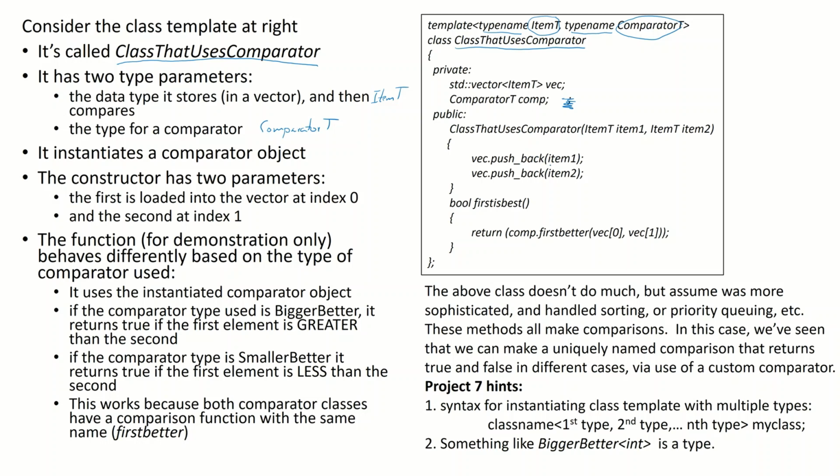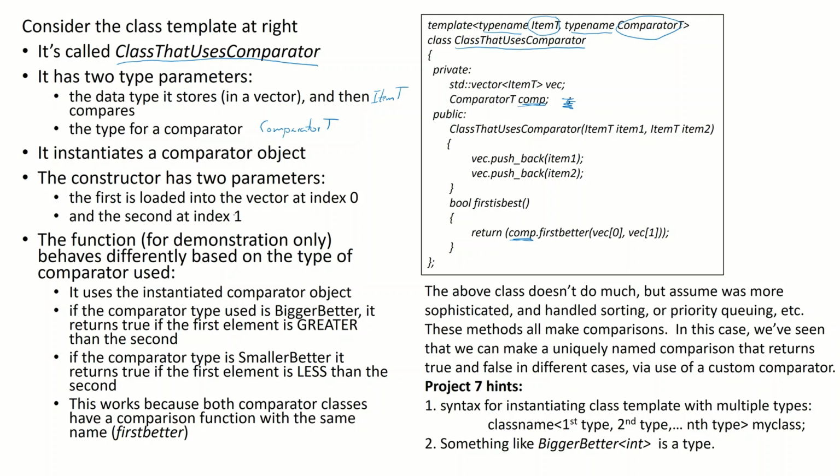It pushes the first item into the vector, into element 0 in essence, and then pushes the second item into the back of the vector, which is element 1. And then this particular function is pretty boring. It doesn't do a whole lot, but it does return the result of whatever comparator we passed in. How are we getting that? Well, this comparator type was instantiated as an object right here called comp, and the first better function is called from that object. And so it's a rather boring function.